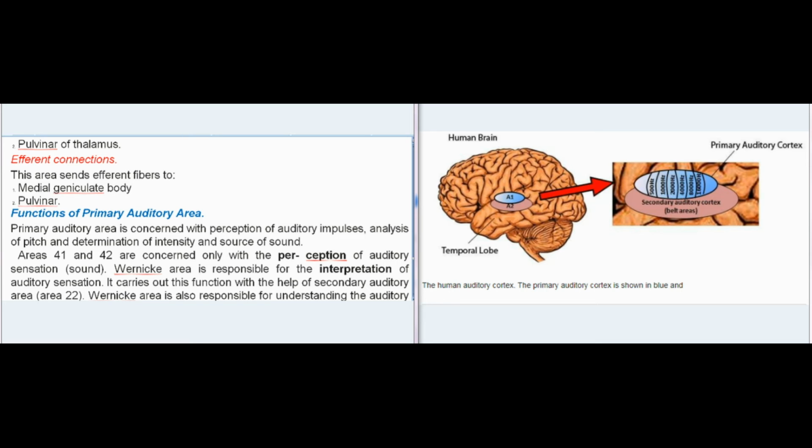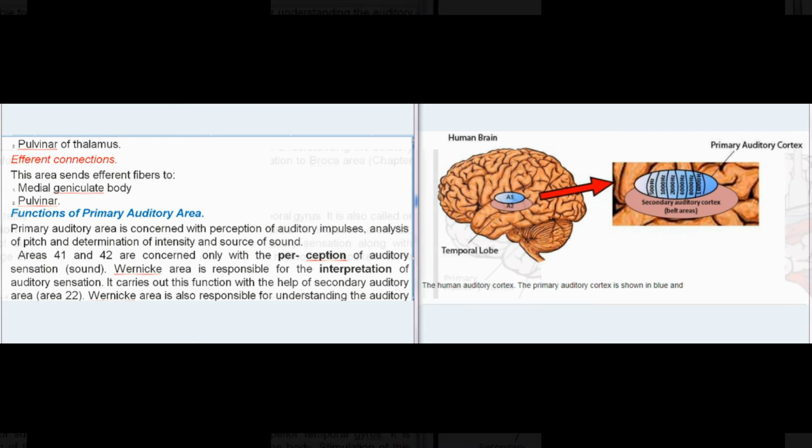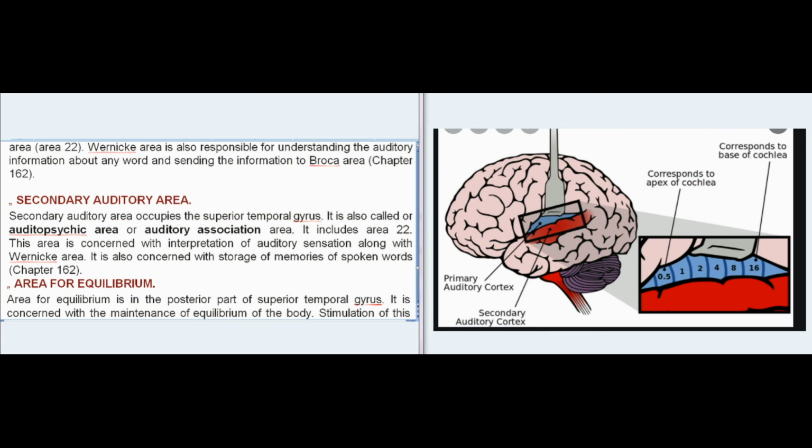Functions of primary auditory area. Primary auditory area is concerned with perception of auditory impulses, analysis of pitch and determination of intensity and source of sound. Areas 41 and 42 are concerned only with the perception of auditory sensation, sound. Wernicke area is responsible for the interpretation of auditory sensation. It carries out this function with the help of secondary auditory area, Area 22. Wernicke area is also responsible for understanding the auditory information about any word and sending the information to Broca area.